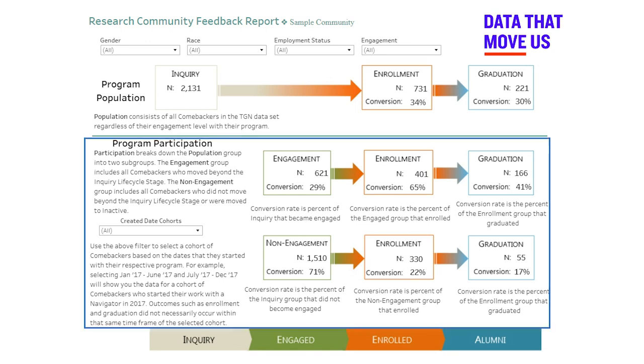The bottom section breaks down the program population into 2 groups, engaged and non-engaged. This section shows the progress of these 2 groups from inquiry to enrollment and finally graduation. A comebacker is part of the engagement group if someone in your organization has indicated an interaction with the comebacker beyond their initial inquiry. The non-engaged group consists of comebackers who did not meaningfully engage with the navigator after filling out the inquiry form. As in the top row, numbers and percentages are presented to gauge the success of your program participants. We will look more closely at the success model in the second video training module.